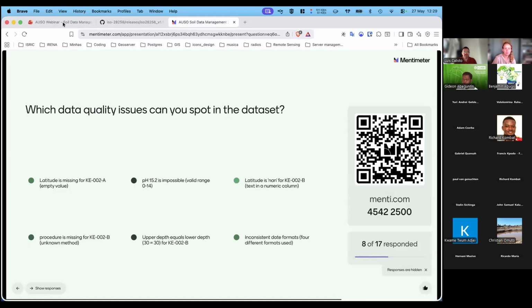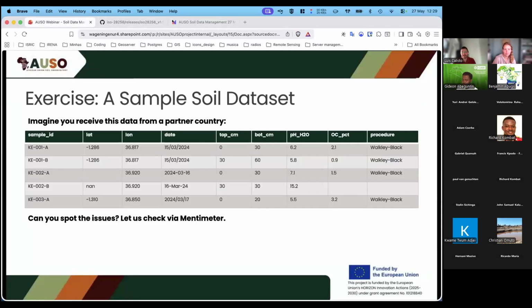See, 8 persons responded. We can wait a few more seconds, and then you can also think about questions, because after this we can use these as a good starting point for questions and different things that we can discuss.